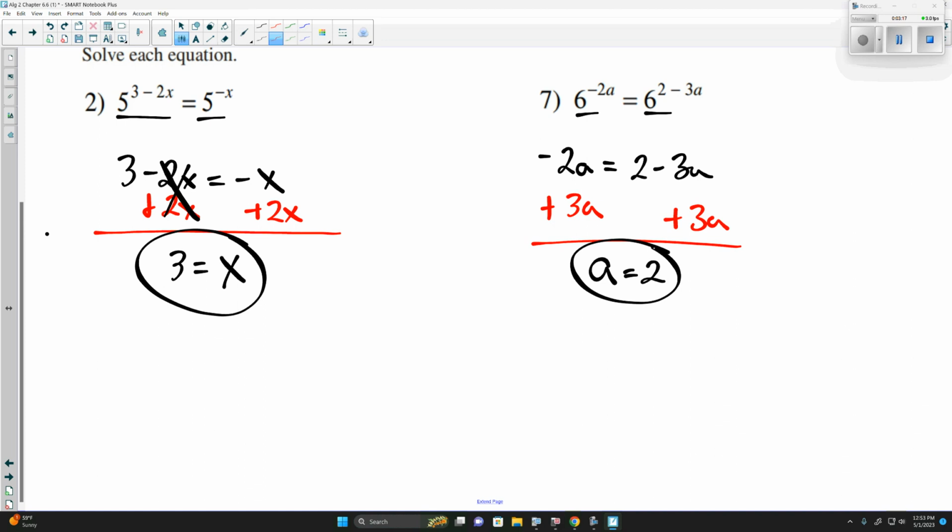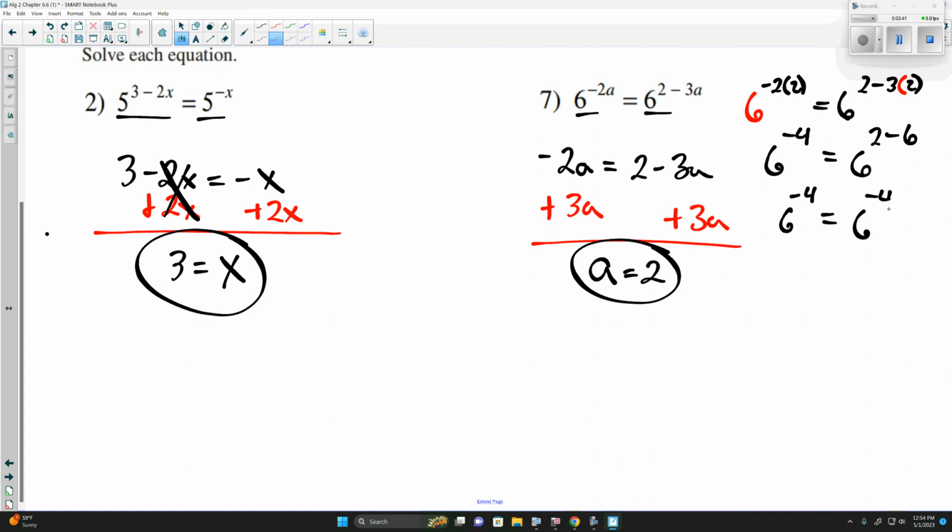Now with any of these here, if we're not sure that we got the correct answer, all we've got to do is plug it back in. So for this one here, we can say 6 to the negative 2 times 2 is equal to 6 to the 2 minus 3 times 2. Now negative 2 times 2 is negative 4. Negative 3 times 2 is negative 6. 2 minus 6 is negative 4. 6 to the negative 4th is the same as 6 to the negative 4th.